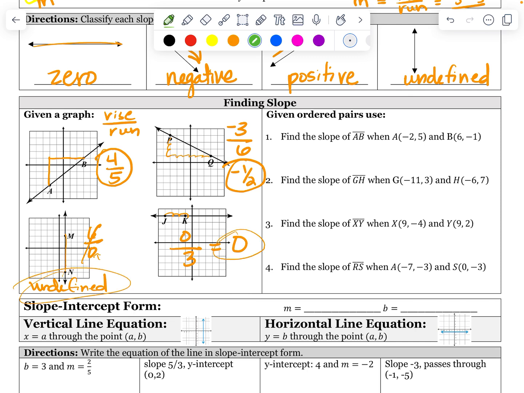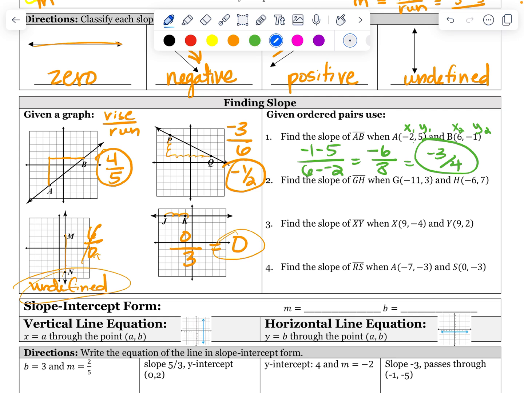Now, if I give you ordered pairs, we're going to have to do a little bit more algebra to find it, okay? So finding the slope, so that's an x, that's a y. Let's just name it x1, y1, x2, y2. So the rise, how far you go up and down, is my y value, -1 minus 5, over my run, 6 minus -2. So that's going to be -6 over positive 8, which equals -3/4.